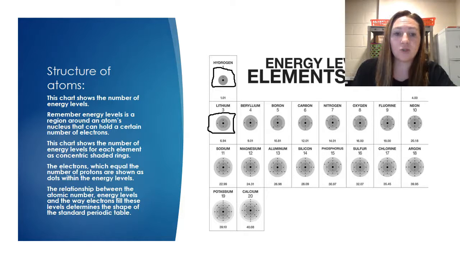So we have 2 electrons in the first energy level with the nucleus, and then 1 on the second energy level. The electrons, which are equal to the number of protons, are the smaller dots, right? And even if we move down to sodium, which I think we talked a little bit about why there's so many in each energy level, and we're going to move forward with that as well this week.